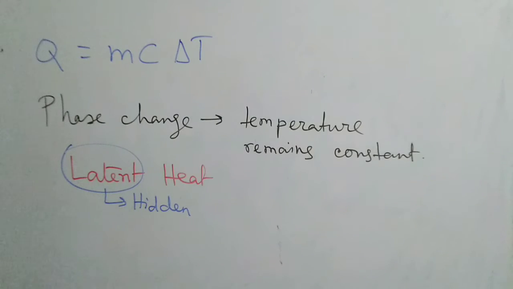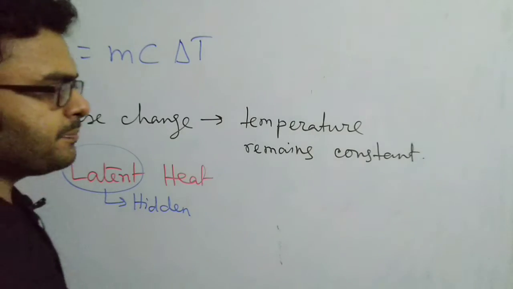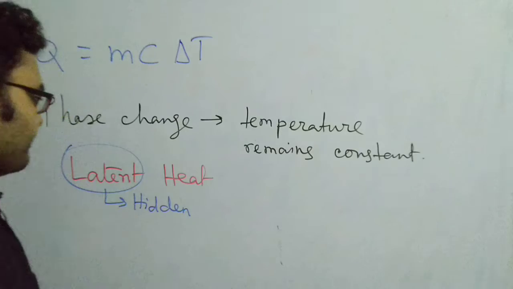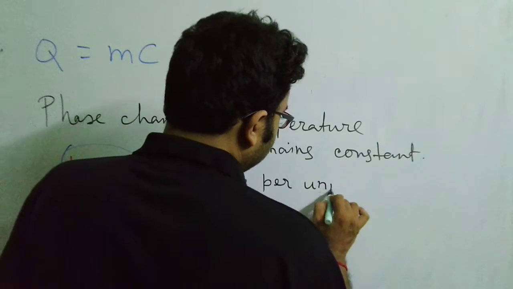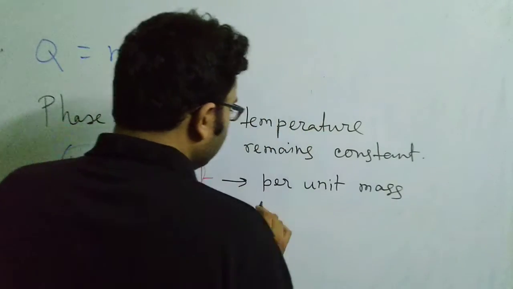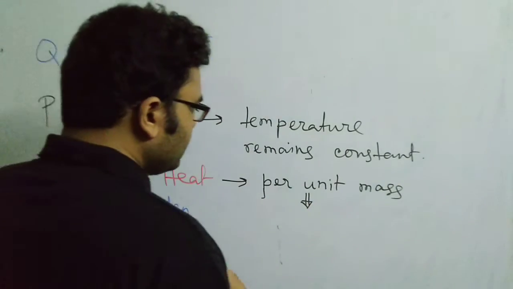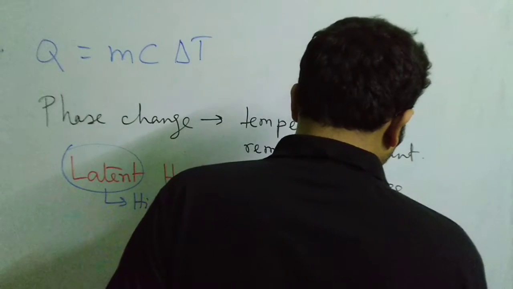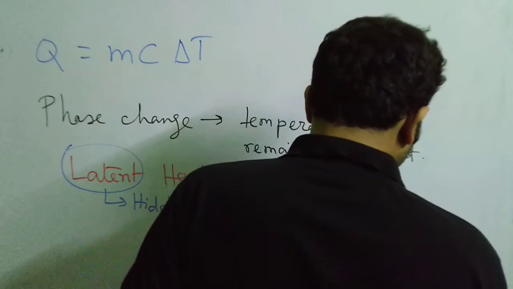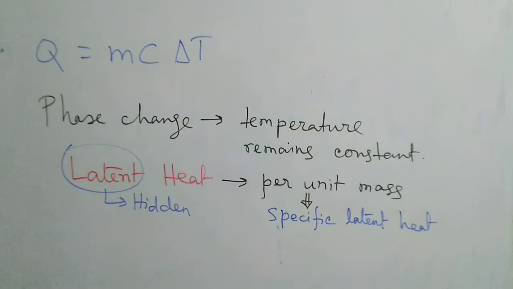When this latent heat is considered per unit mass of a substance, it is called specific latent heat. As in the case of temperature rise or fall we talked about specific heat capacity, similarly for phase change of a substance, the heat per unit mass is considered to be the specific latent heat.